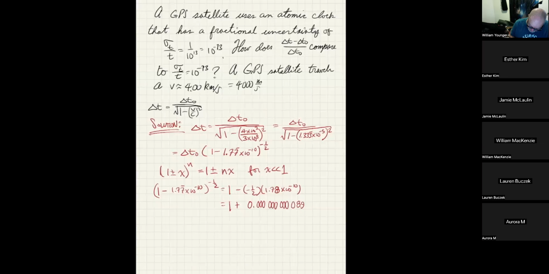So now we can calculate delta t minus delta t0 over delta t0. Delta t, we've just found in terms of delta t0, is 1 plus 0.0000000000089 times delta t0 minus delta t0, all of that over delta t0. So we're really fortunate in that the one that comes from the second or third term in the numerator is going to cancel out with the first one. So on top, you're just going to be able to factor out a delta t0, and then a delta t0 on the bottom. So those two cancel out completely.